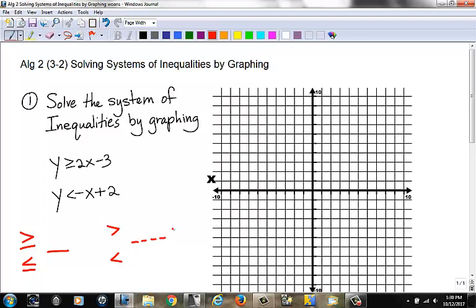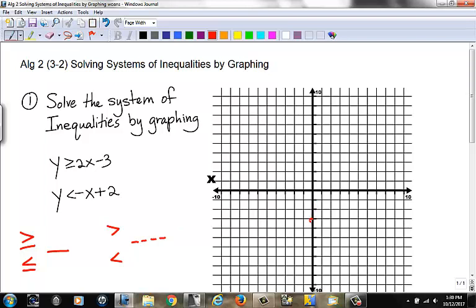Okay, so solve the system of inequalities by graphing. The first inequality is y is greater than or equal to 2x minus 3. And the second one is y is less than negative x plus 2. So right now I can tell I have one solid boundary, the first one, and the second one is going to be dashed. So let's graph this first one.